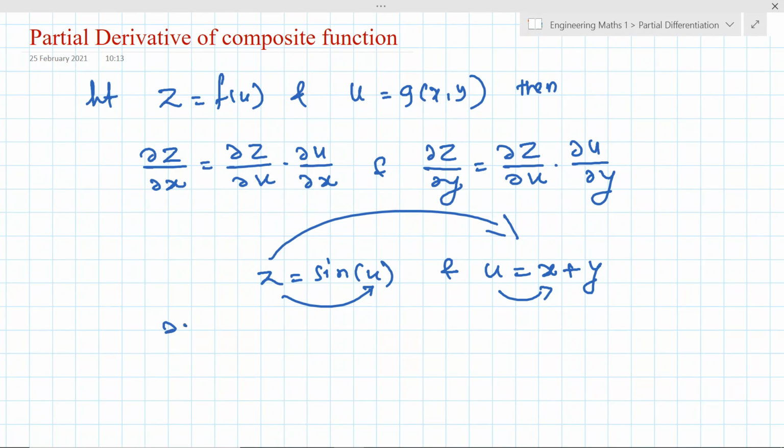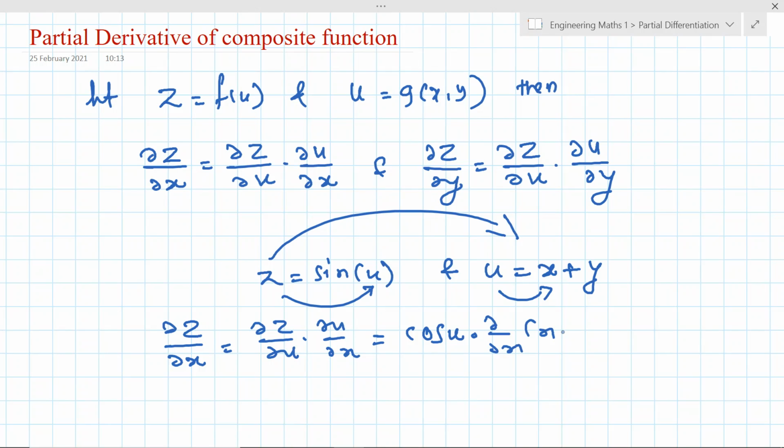And if you want the derivative of z with respect to x, then it is ∂z/∂u into ∂u/∂x, like this. So what is the derivative of z with respect to u? It is cos of u into again the derivative of u with respect to x, so ∂/∂x of (x plus y), like this. And simply it is nothing but cos of u, isn't it? See, in this way you can find out the partial differentiation of a composite function.